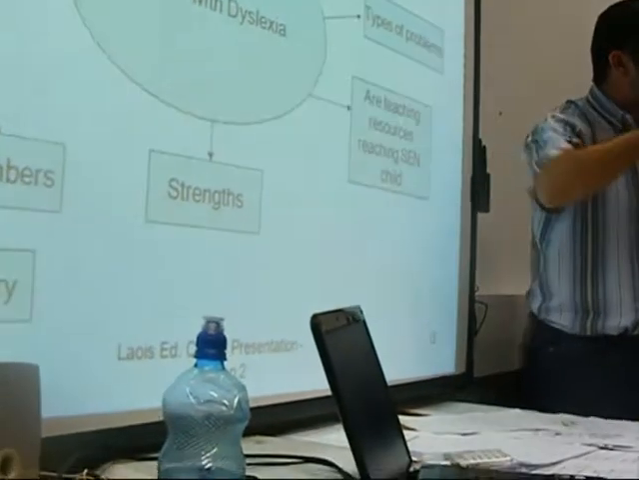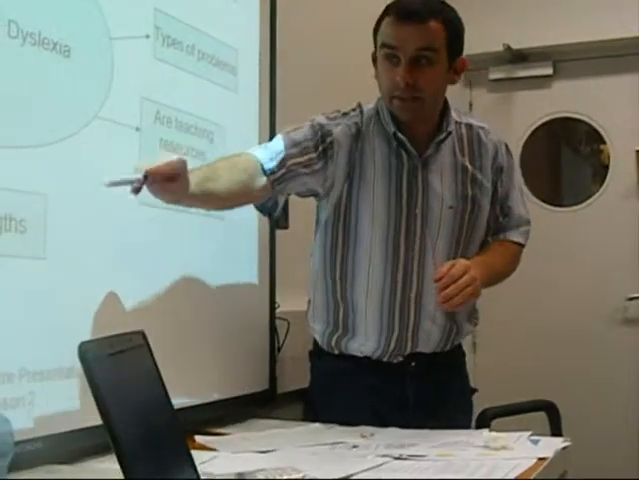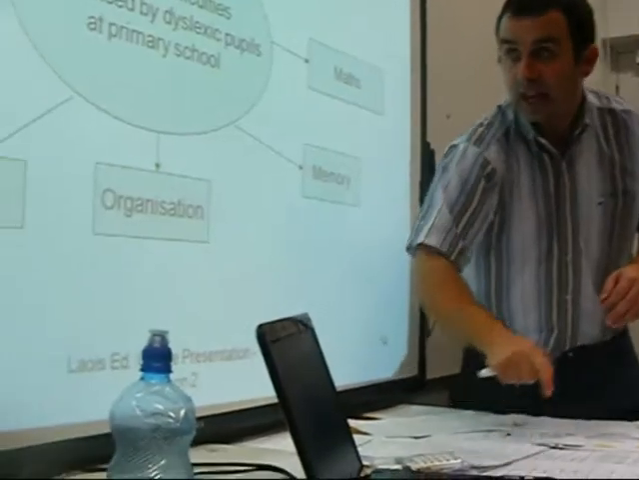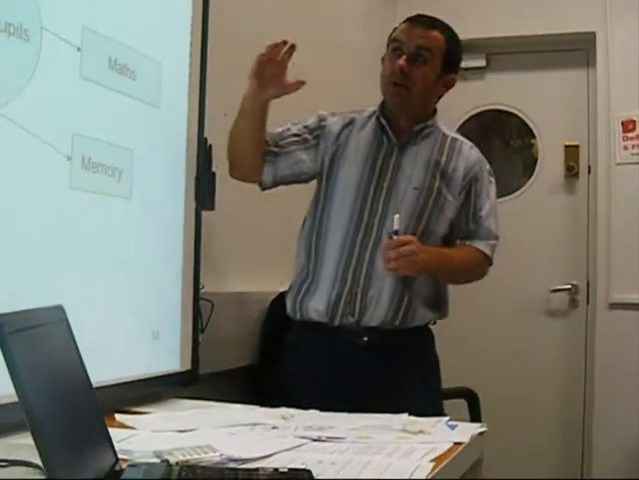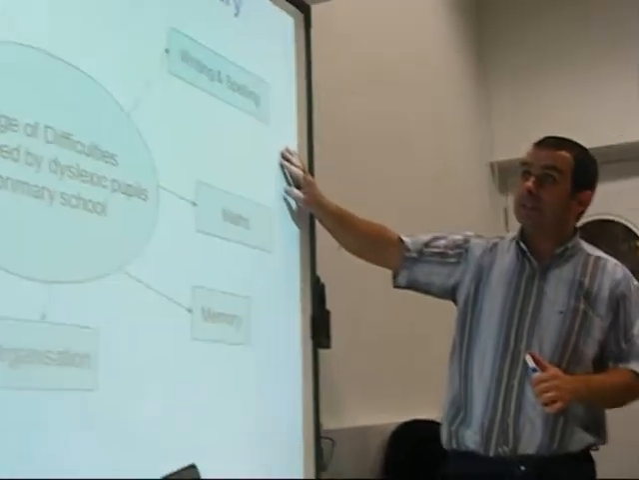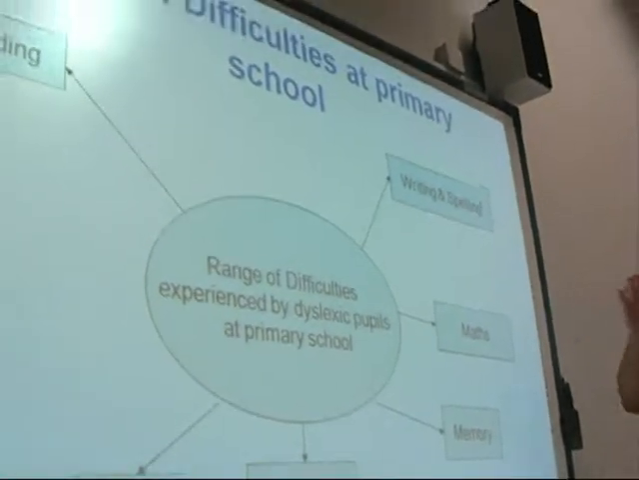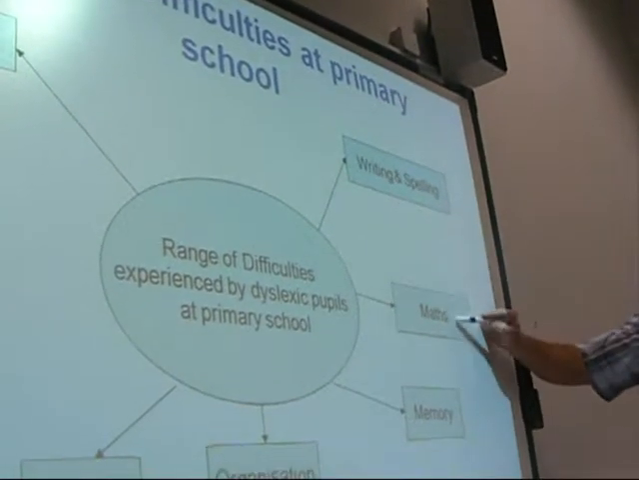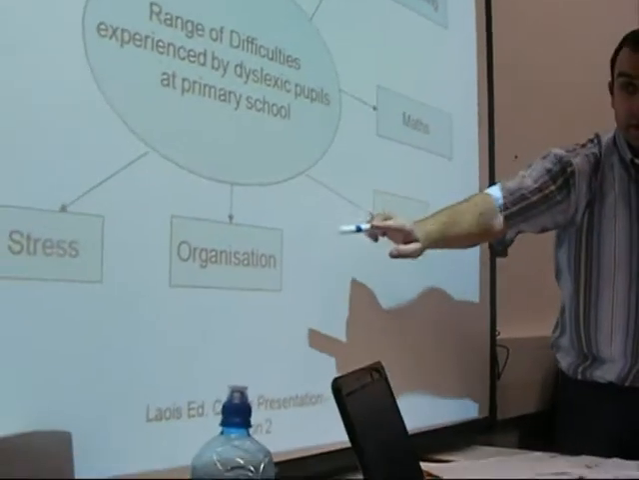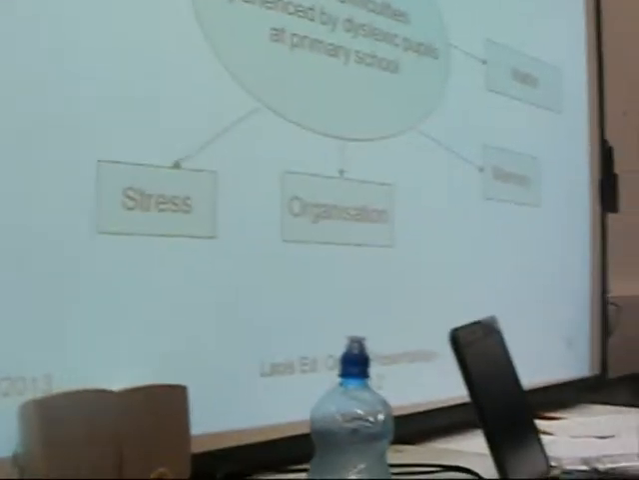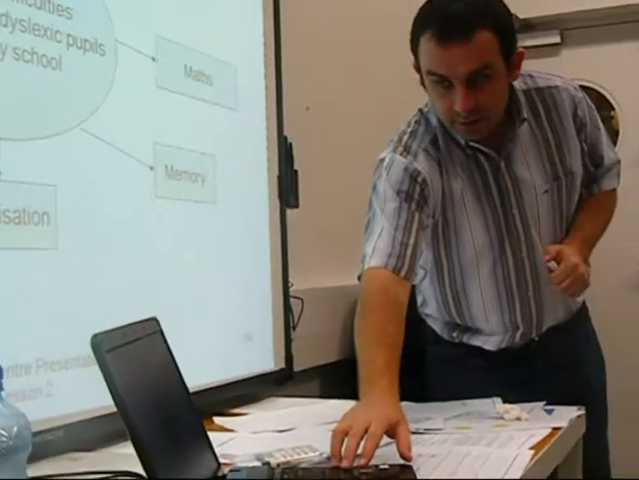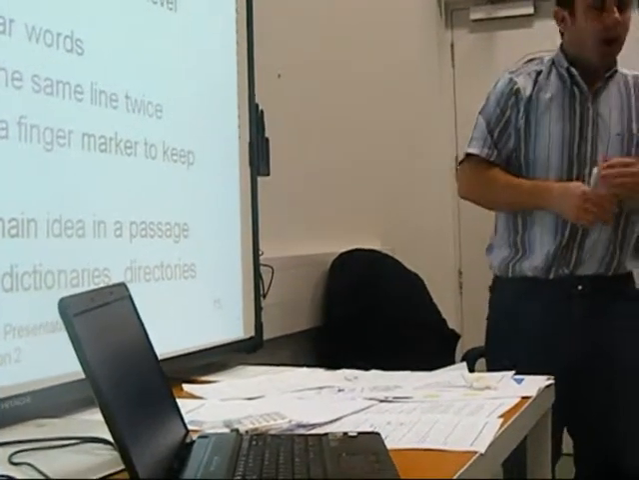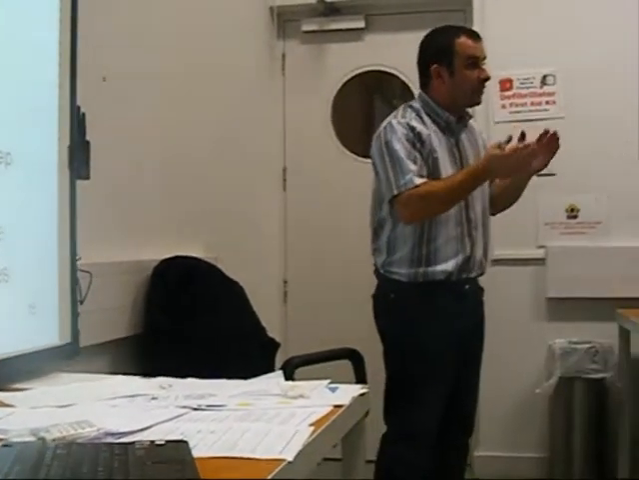So some of the weaknesses, again, whether it's with dyslexia or with some of the other learning difficulties, include literacy, numbers, as well as having strengths as well. So looking more closely at the range of difficulties which affect dyslexic pupils at primary school, mainly are composed of reading, writing and spelling, maths, memory, organisation and stress. And when you look at the reading problems, a whole host of different types of reading problems do exist.